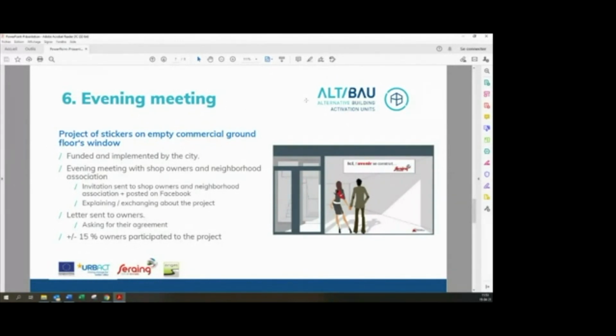We also had another project of stickers on empty commercial ground floor windows, also funded and implemented by the city. And there we organized an evening session with shop owners and the neighborhood association. The invitation was sent to shop owners and also posted on Facebook. The objective of this night session was to explain the project and to exchange with the shop owners about the project. We had about 15% of owners participating to put this kind of windows on the empty commercial ground floor with a message saying that we are trying to reconstruct and reboost the city, the neighborhoods.